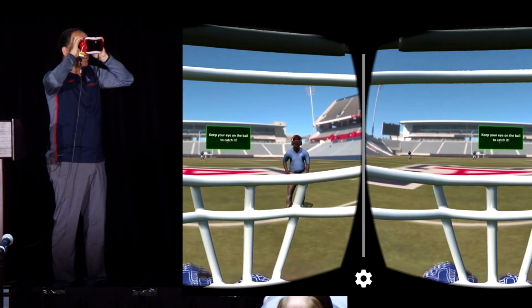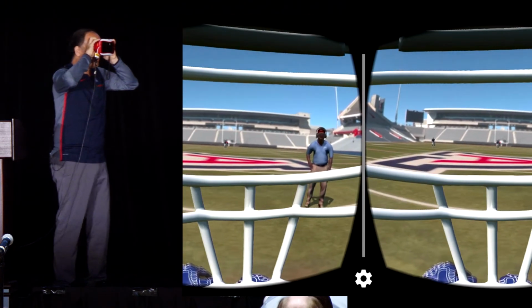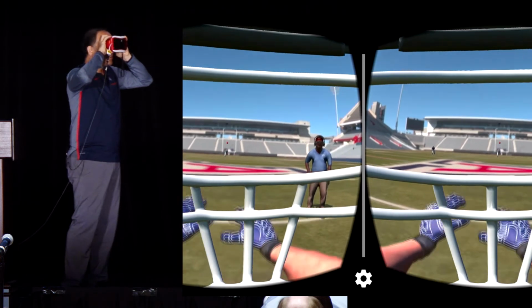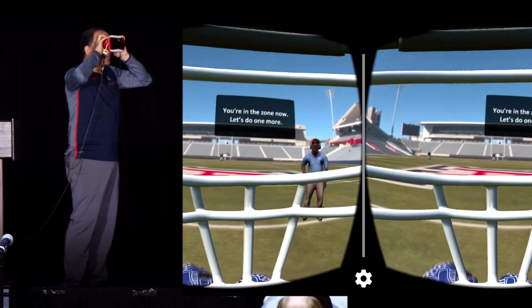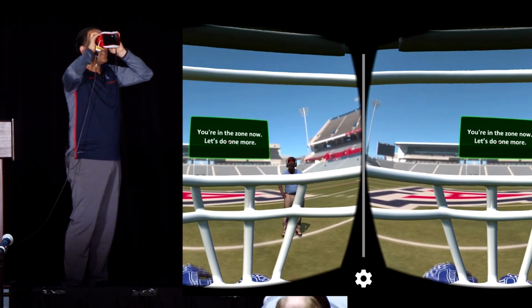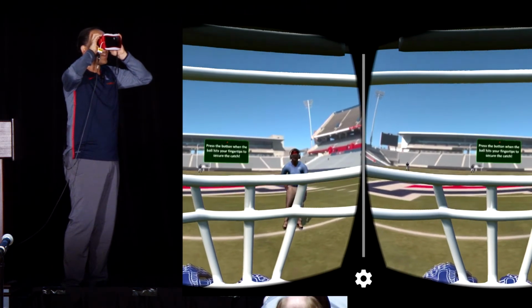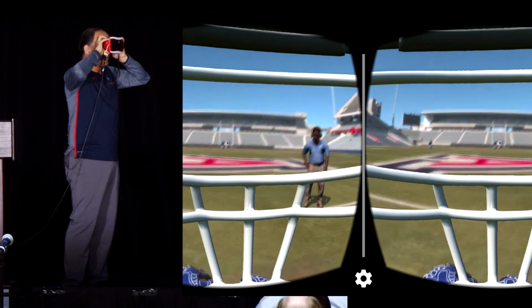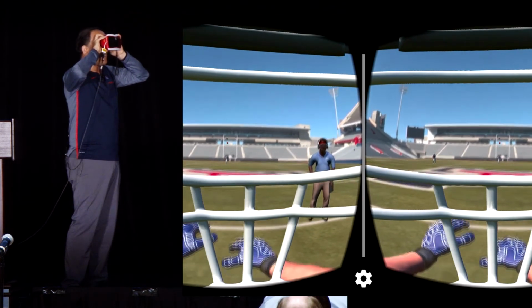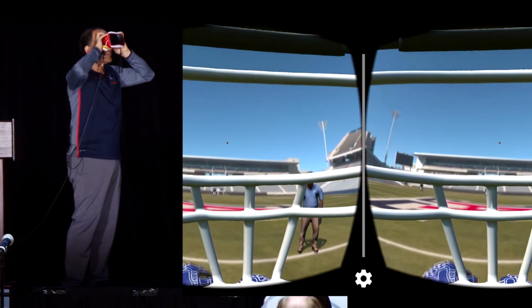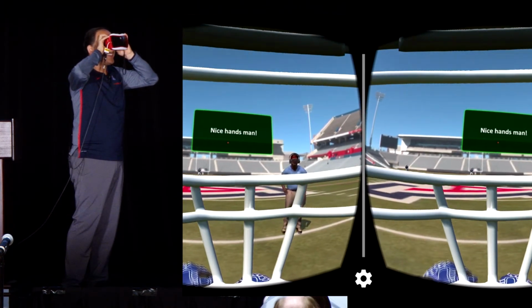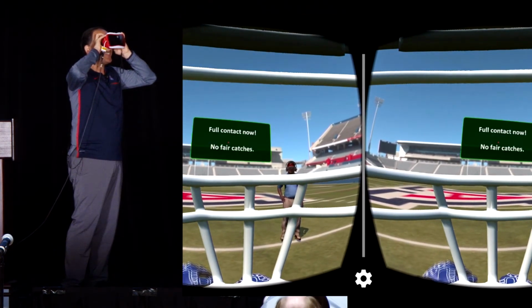Okay, so I get a couple of practice tries. All right. I'm in the zone now. Let's do one more. Okay. So, nice hands. Thank you.